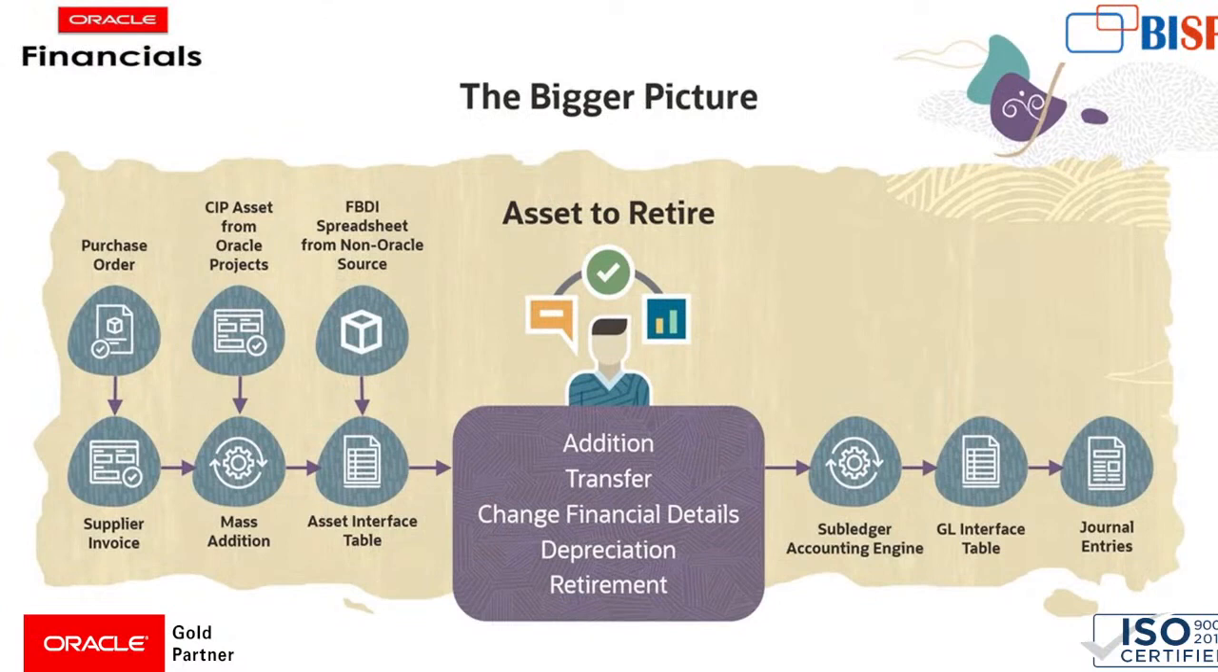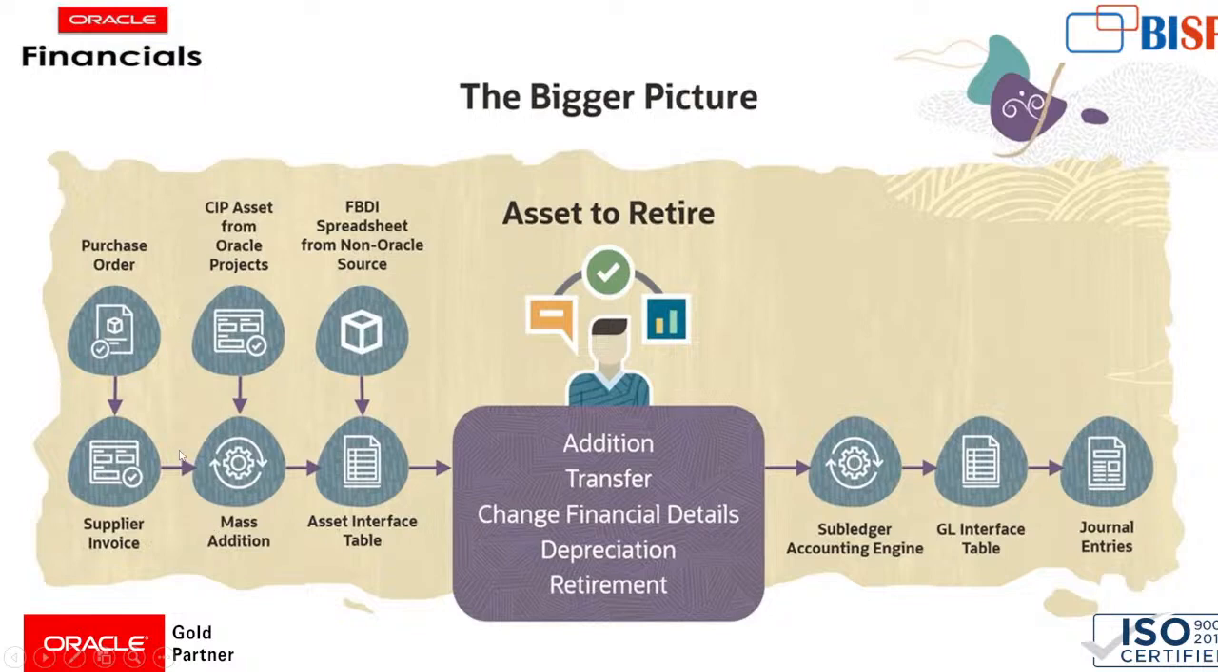In the bigger picture, you can see an asset to retire. So there is a purchase order. Today we will create one purchase order. Through that purchase order we will enter the purchase order details, and through there we will push that to the supplier invoice. We will enter the supplier invoice using the purchase order number.